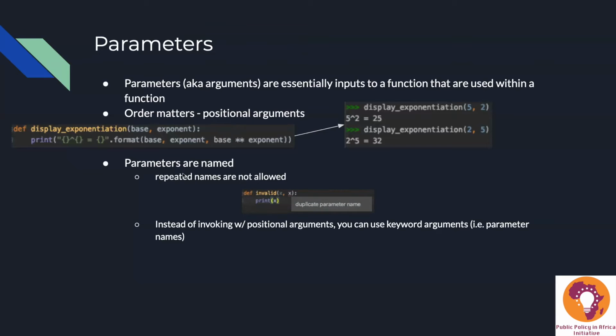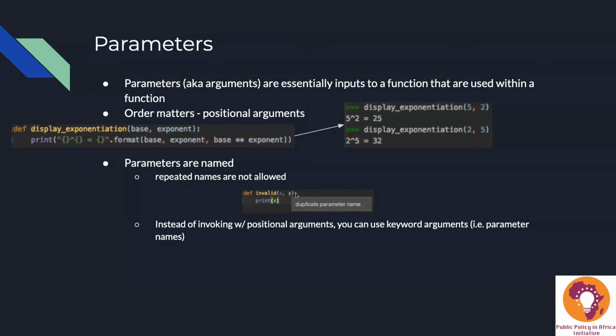Parameters are named, so repeated names of parameters are not allowed. In this particular case, I defined an invalid function. I just named it invalid because I knew it was going to be invalid. I put x as the first argument here, but then I also put x as the second argument. You'll see that it's underlined in red right here, and when I hovered my mouse over it, it showed me "duplicate parameter name." That's the error that I'm getting.